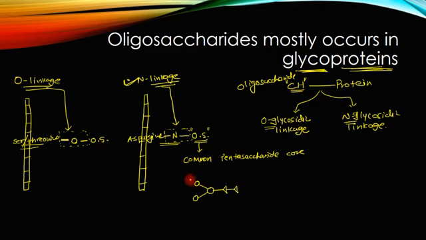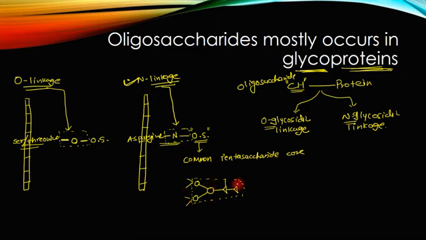Now this pentasaccharide core may be further extended, like there may be more sugars such as fructose, galactose and N-acetyl galactosamine. So here also many sugars are attached, but this pentasaccharide core remains common. That means that because of this pentasaccharide core and the very different sugars that may be attached to this core, it gives us a great diversity of structure.